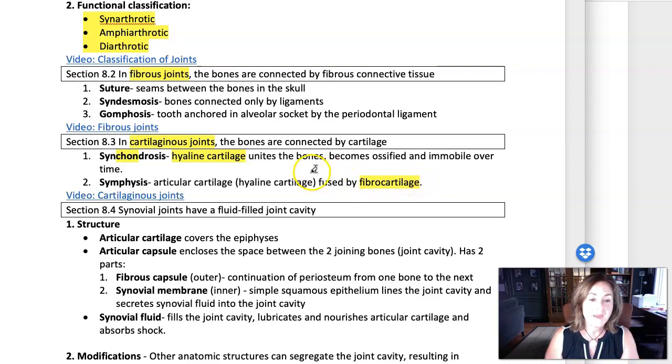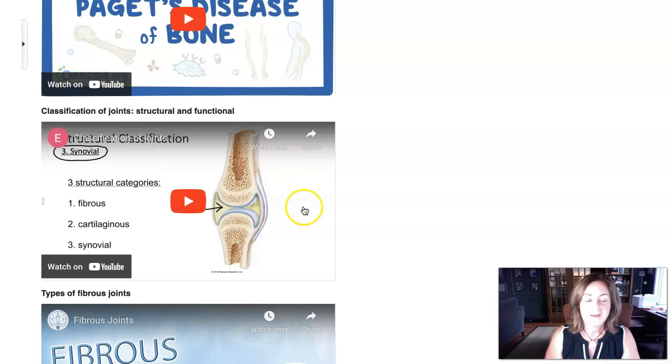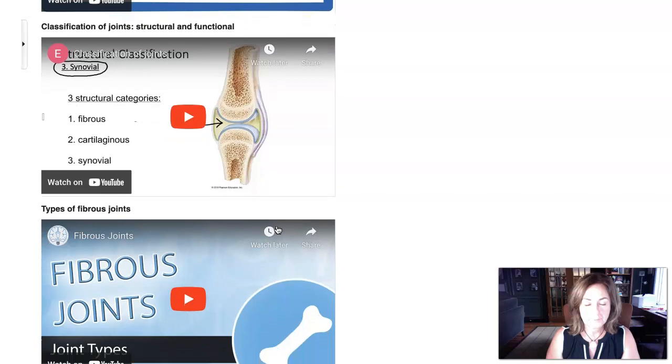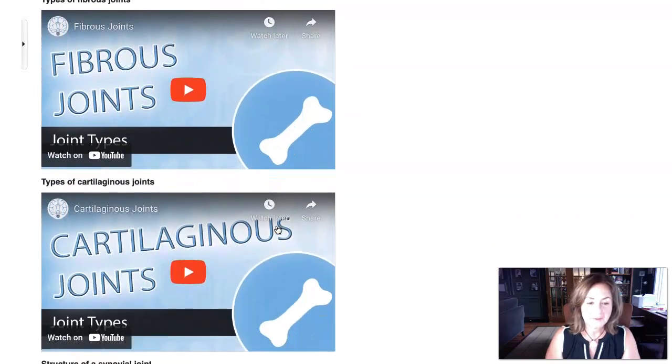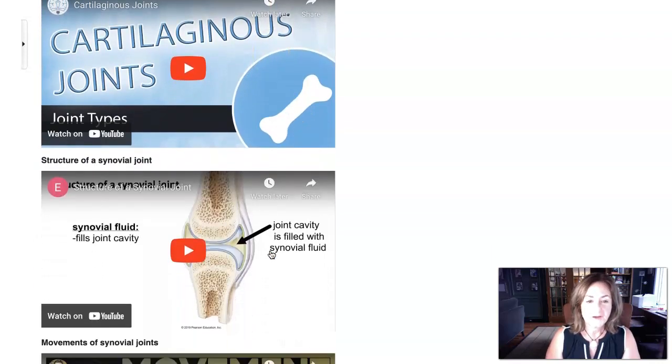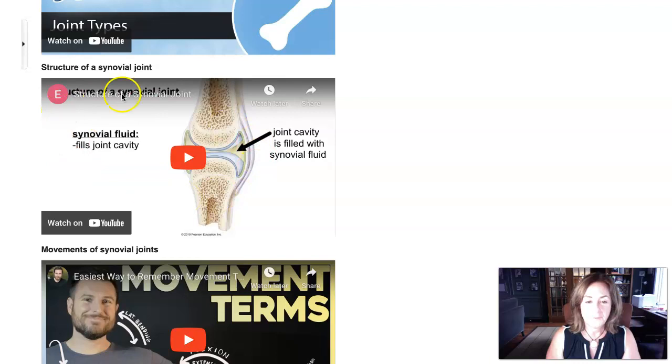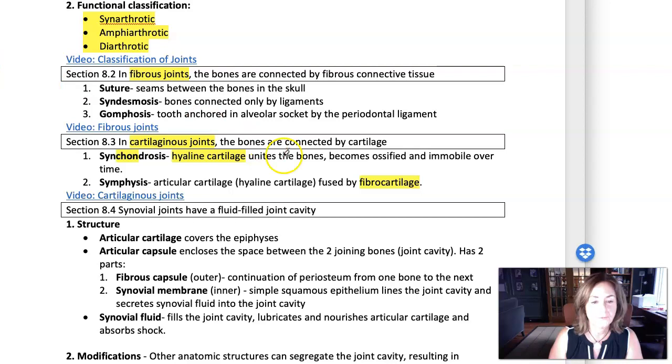And I did make a video on each of these. So this is my video, so I'm going to depend on that. I'm going to ask you to watch this, the classification of joints I made. Let me just show you those. Okay, so the classification of joints. So here I go through the different types. Fibrous joints, cartilaginous joints is very straightforward. And then synovial joints, I go through what you need to know in this class in this video, but I'm going to jump back over to the notes.